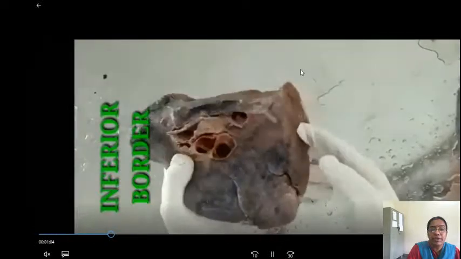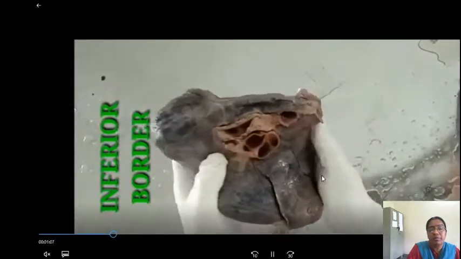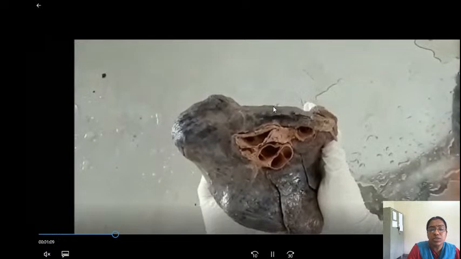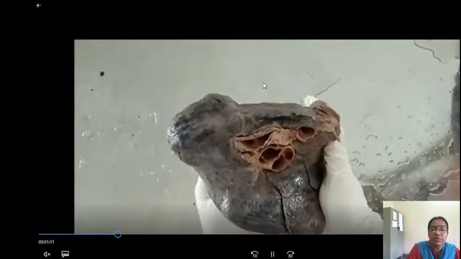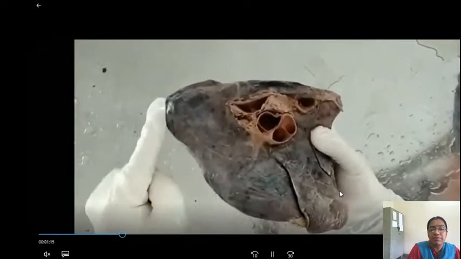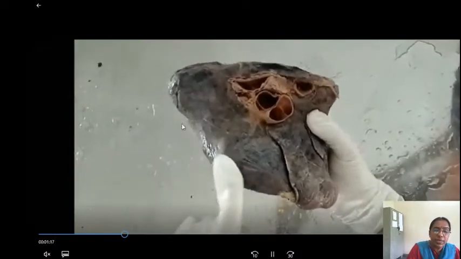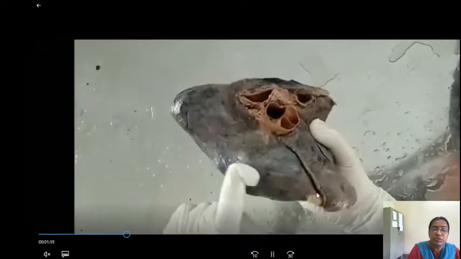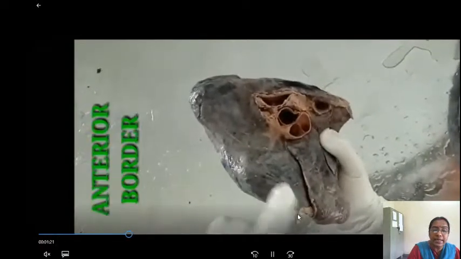So this is the inferior border, which is a prominent border which separates the costal surface from that of the base. This surface will be costal, we will be seeing it, but that is the first border, the inferior border. The next border is the anterior border. So this border what we are seeing is the anterior border.